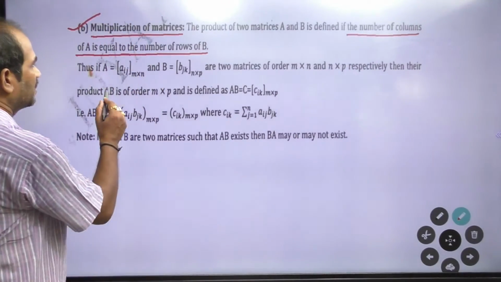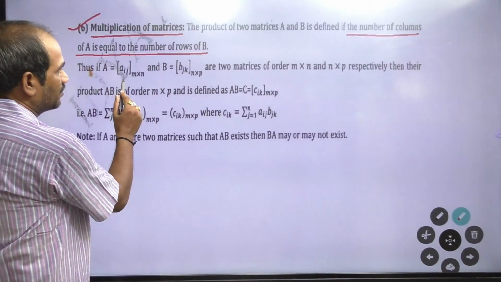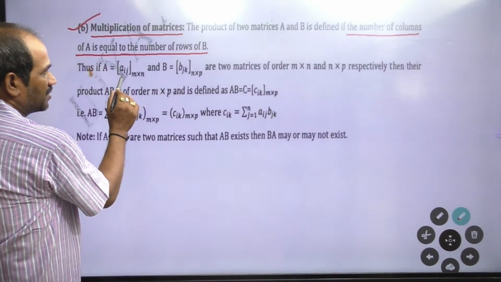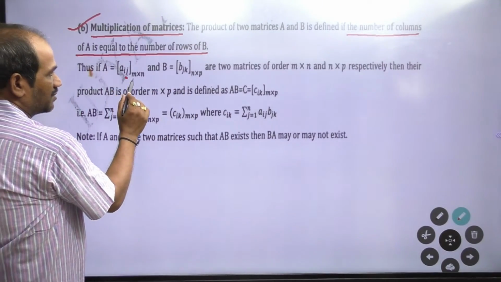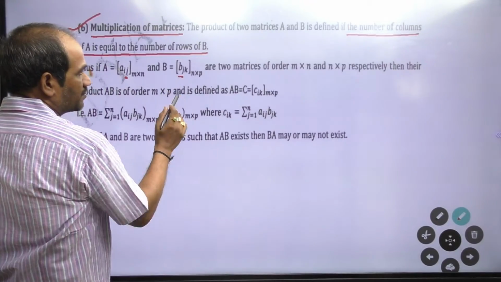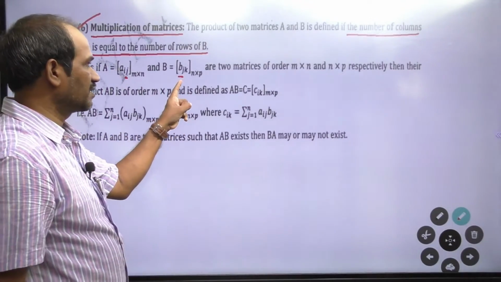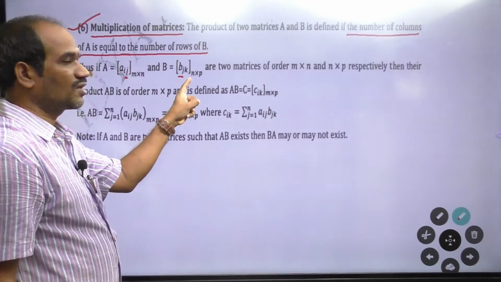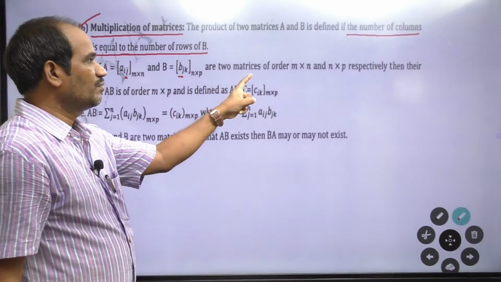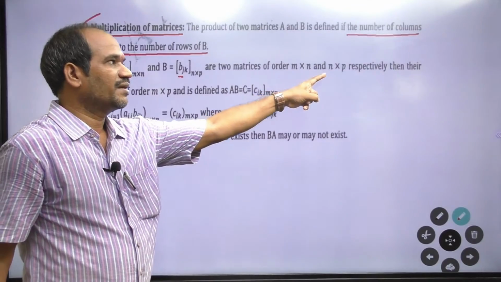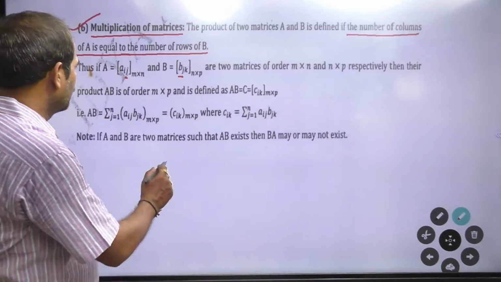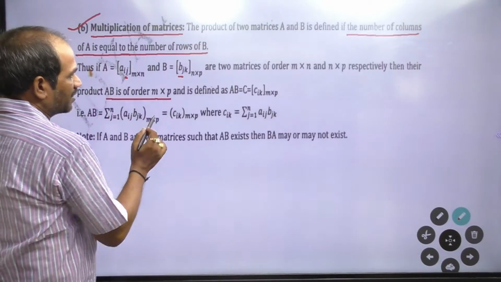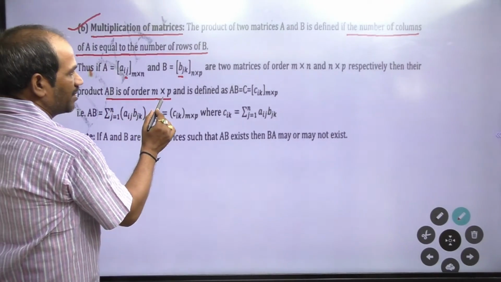Thus, if A is equal to Aij, m by n, and B is equal to Bjk, n by p. Here the columns and rows are equal: m by n, n by p. Here n is the columns of A and n is the rows of B. These are two matrices of orders m by n and n by p respectively. Then their product AB is of order m by p.